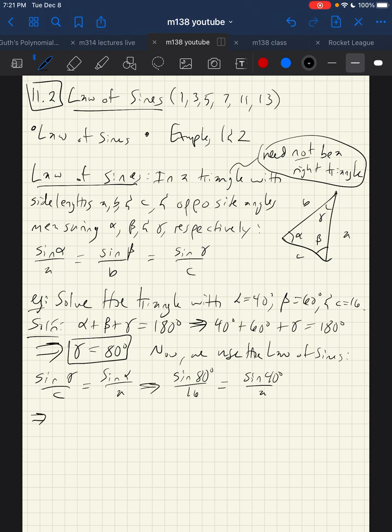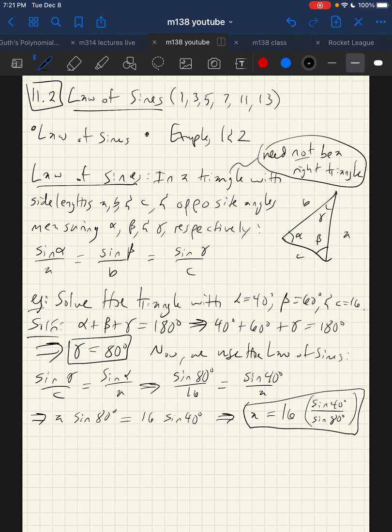Why don't I just do this slowly? I'll do it step by step. Multiply both sides by 16a, and I get a times sine 80 degrees equals 16 times sine of 40 degrees. Then I'll divide both sides by sine of 80, and I get a equals 16 times sine of 40 degrees divided by sine of 80 degrees. Now I could compute this, but I'm going to leave it right there. If I compute it, that's fine, but since I'm not allowing you to use a calculator in this class, we're just going to leave it like this.